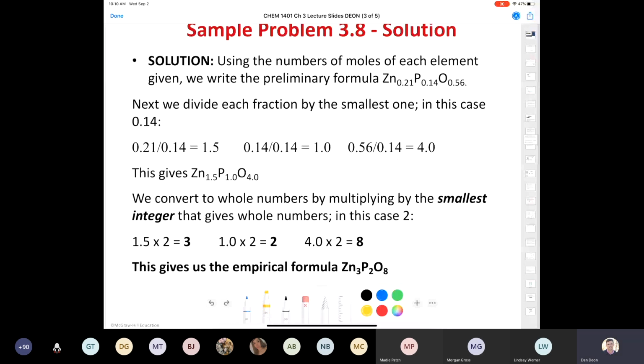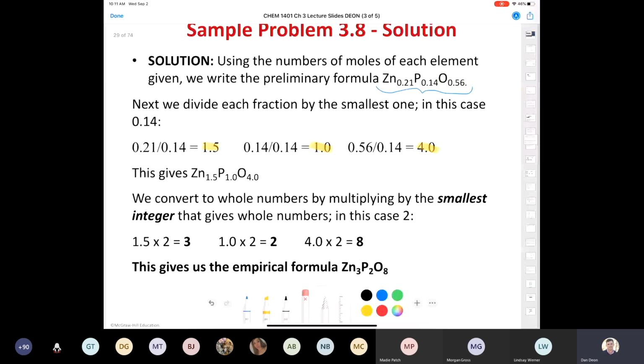Now remember, we were told we have 0.21 moles of zinc, 0.14 moles of phosphorus, and 0.56 moles of oxygen. There's no such thing as zinc 1.5, phosphorus 1. We can't have fractions in our formula, and we spoke about that in chapter 1. But we're trying to figure out what the simplest whole number ratio of these would be. So again, if I divide each one of these by 0.14, I get these three numbers that I have highlighted in yellow.